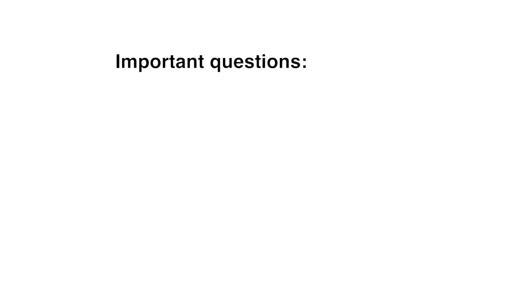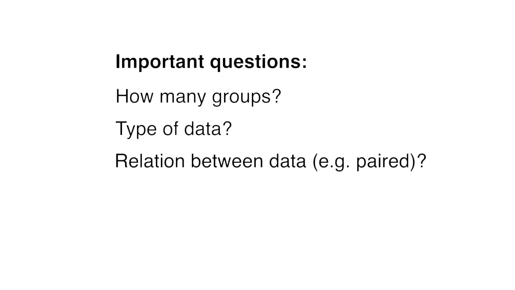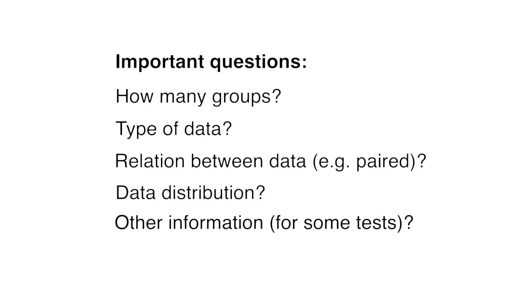The important considerations are: how many groups do I want to compare? What data did I measure? And how were these data obtained? For example, were they paired? We will see in another video what that means. Are my data distributed in a certain way? For example, normally distributed. For some tests, other information may also be relevant.